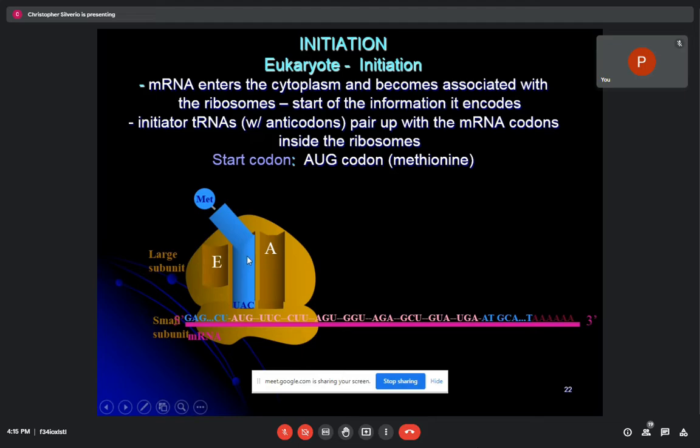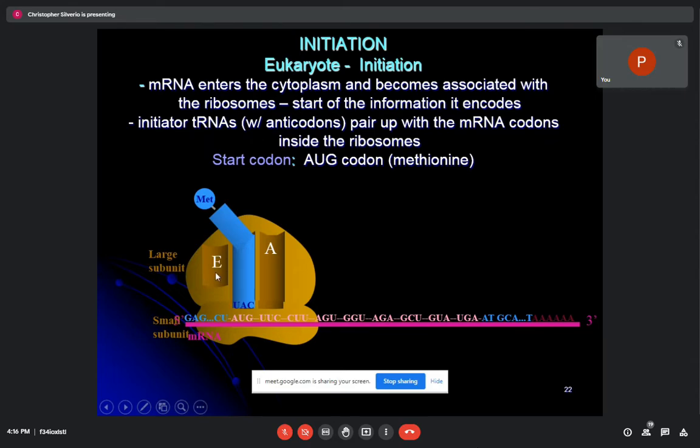And in this case, this binding site is the P site. And this P site is known as the peptidyl site. That means that this is the binding site where the transfer RNA carrying the polypeptide chain will be bound, the P site, the peptidyl site.